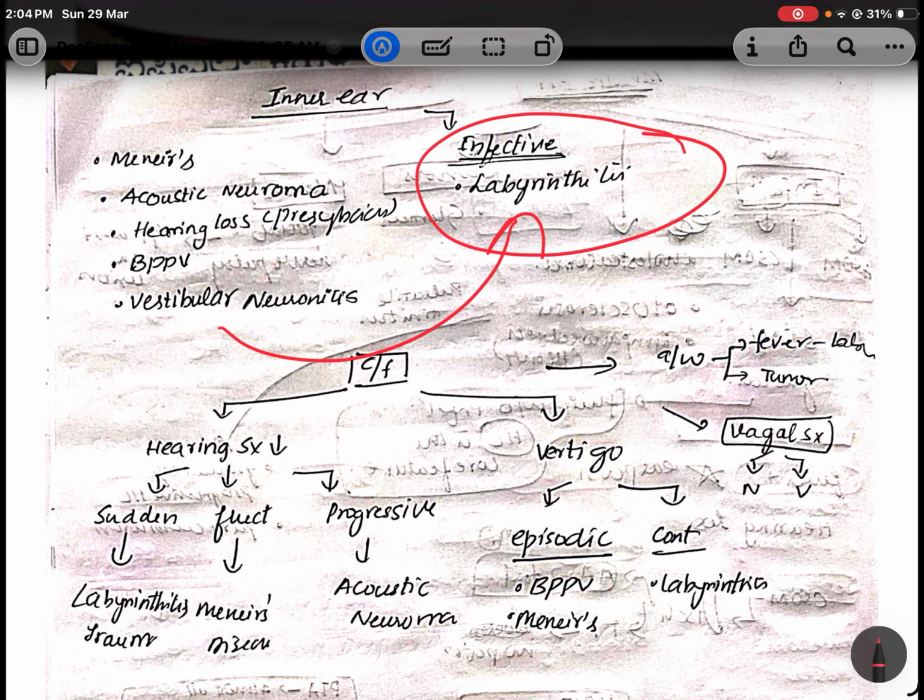Okay, so again, other kind of diseases which are in the middle ear. Again, these are the things. Okay, one important thing which again, functions of inner ear. What are the functions of inner ear? Obviously it will provide hearing and balance.